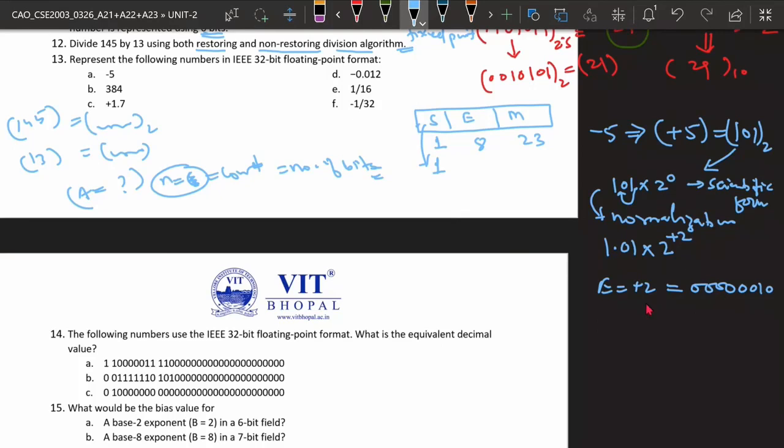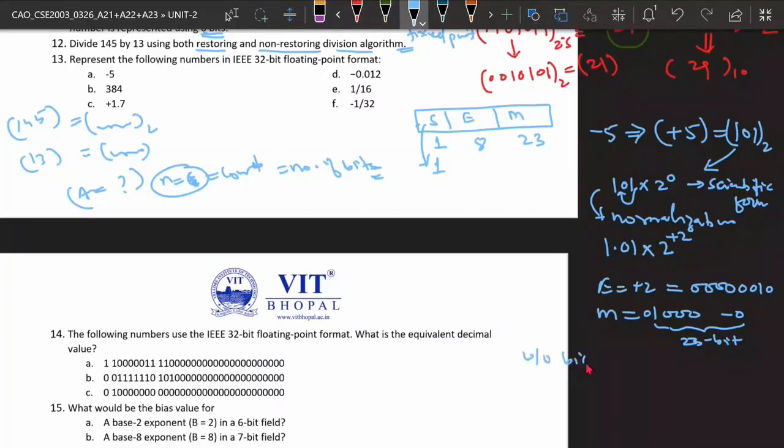And then Mantissa will be 0, 1. So 0, 1, that will be a 2 bit, but we need to have 23 bit. So 21 zeros we will be adding. The total it will be like 23 bit. Then we can represent these values into here.